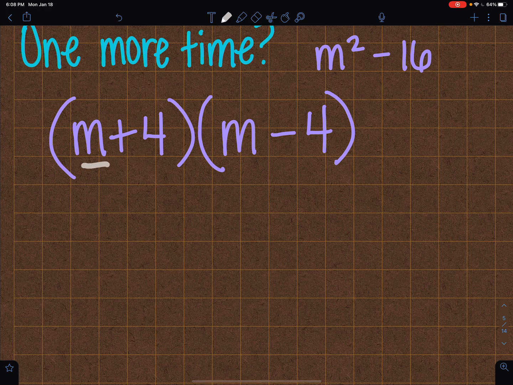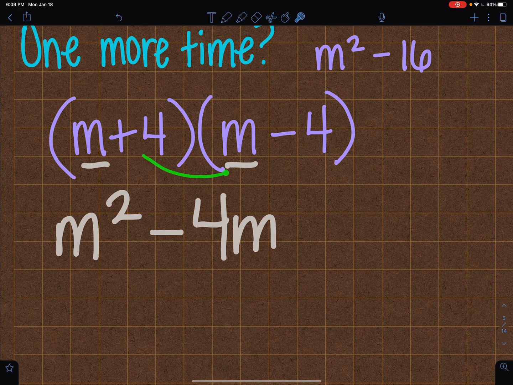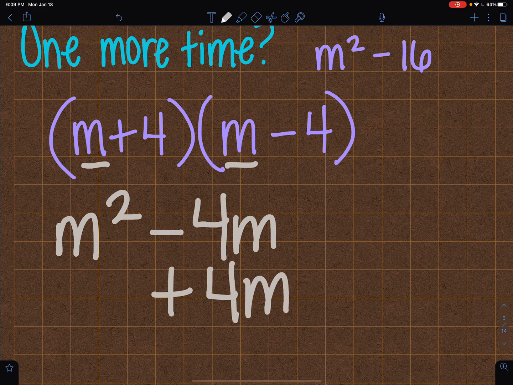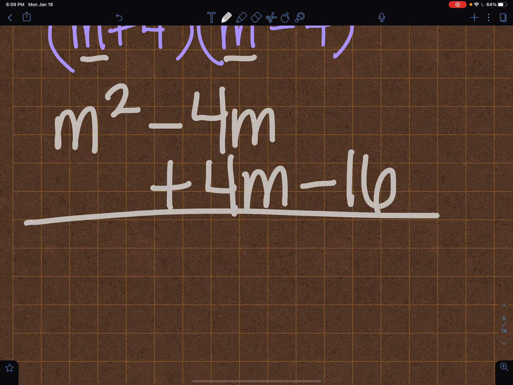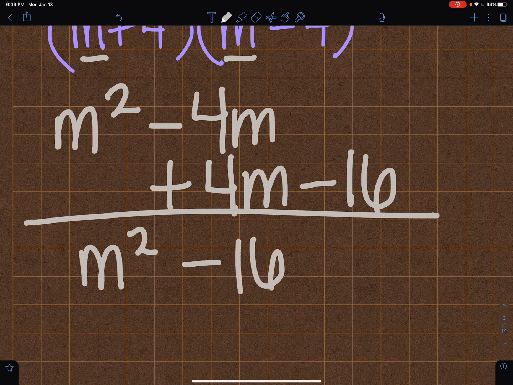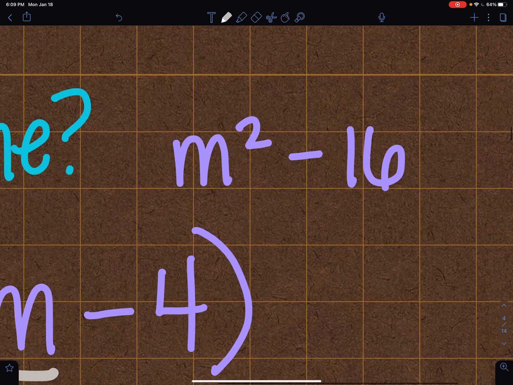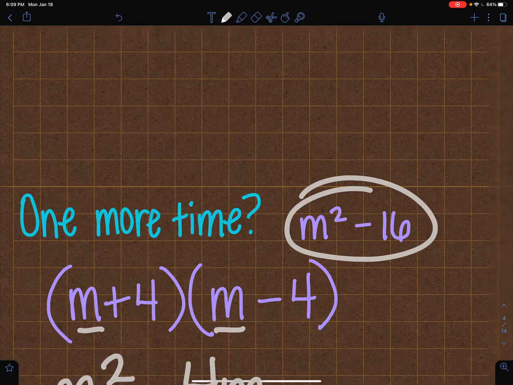Let's try it. First, m times m would be m squared. Outside, m times negative 4 would be minus 4m. Inside would be positive 4m. I have a feeling those are going to cancel out. And a 4 and a negative 4 is going to be negative 16. So let's add all that together. We get m squared. Negative 4m plus 4m is 0m. It's nothing. Minus 16, because I just brought that over. So m squared minus 16. Huh. And it's what we started with. It's like a magic trick, right?